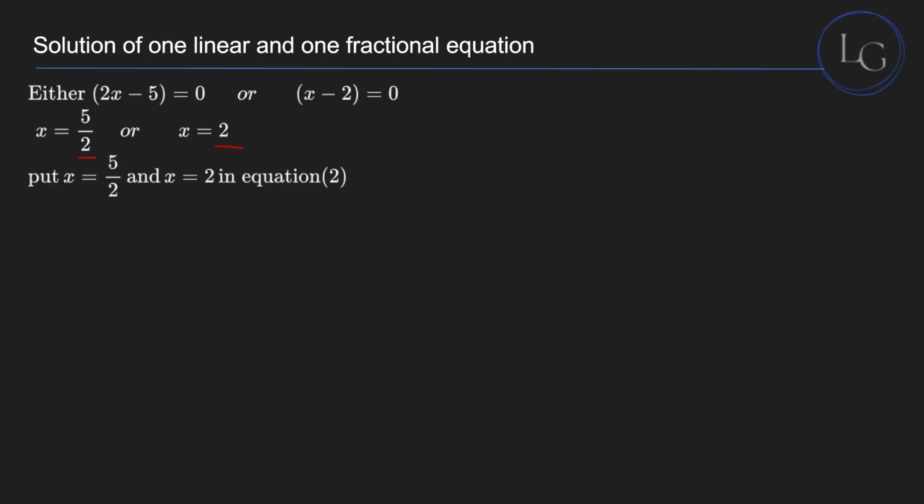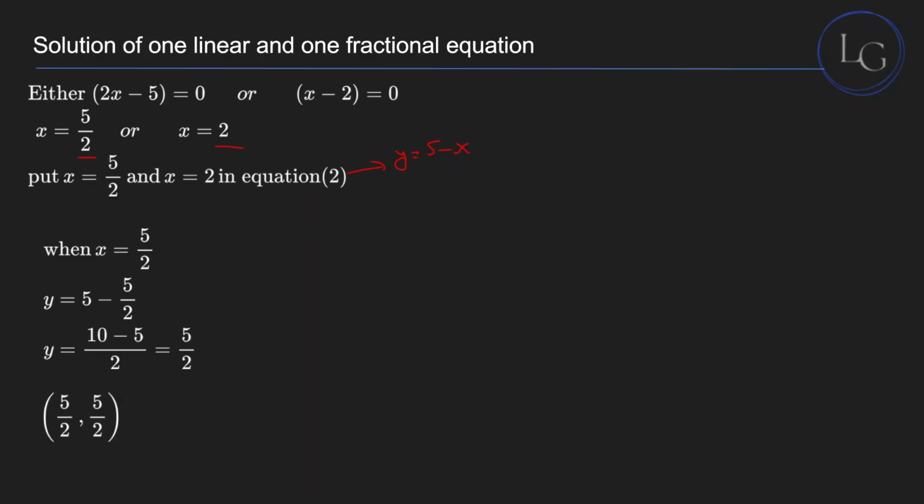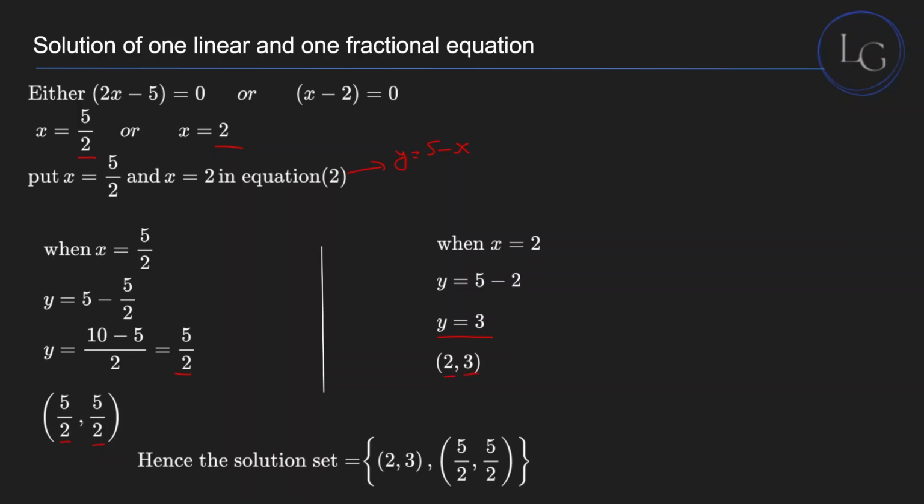So, we'll put these values of x in y is equal to 5 minus x. Now, upon putting x is equal to 5 over 2, you'll get a value of y, 5 over 2. So you'll have this as a part of the solution set. When x is 5 over 2, y is 5 over 2. Now, when x is equal to 2 and you plug that into the equation, you get a value of y, 3. Y is equal to 3. So the solution is when x is equal to 2, y is equal to 3. And the complete solution set is this.